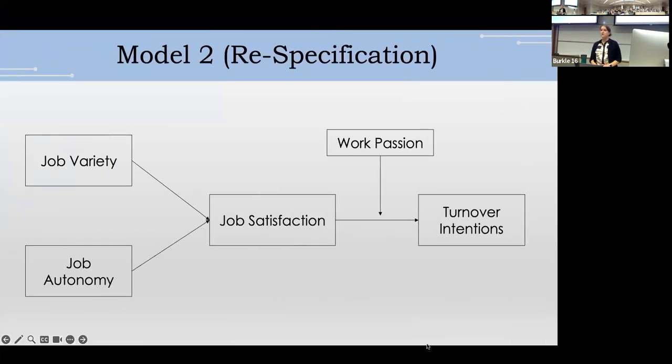Now, whenever I have mediation, what else do I want? Indirect effects. How many indirect effects do I have here? 2, right? The effect of job variety on turnover intentions mediated by job satisfaction, and the effect of job autonomy on turnover intentions mediated by job satisfaction.